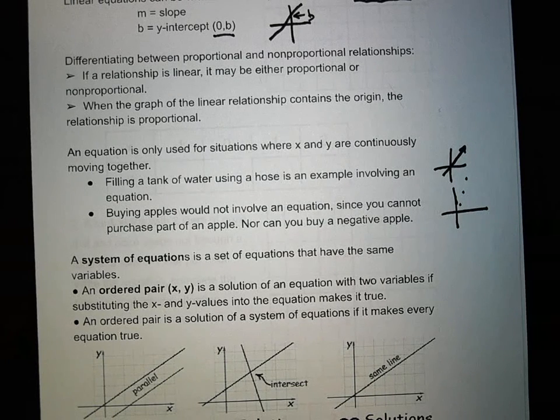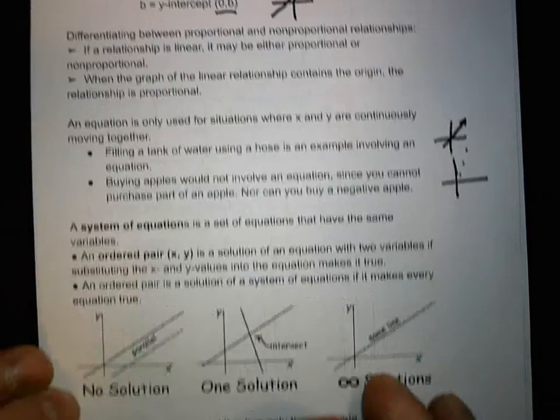If you buy cars, you can only buy a whole car. If you're getting puppies, you can't get half a puppy. That's not okay.